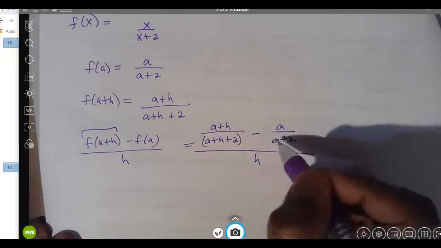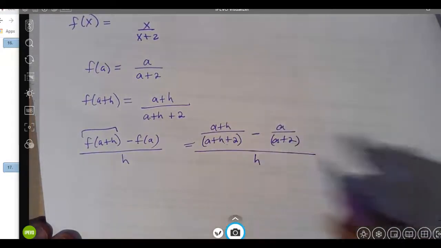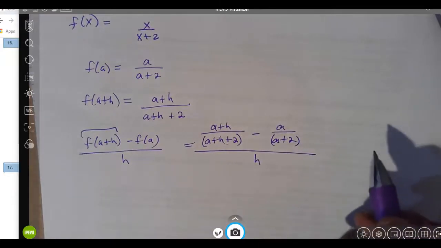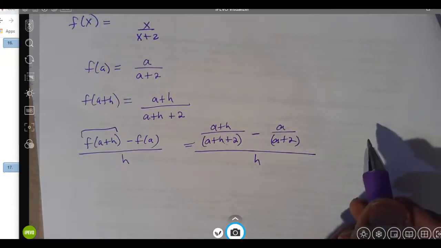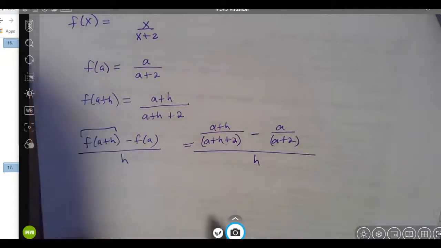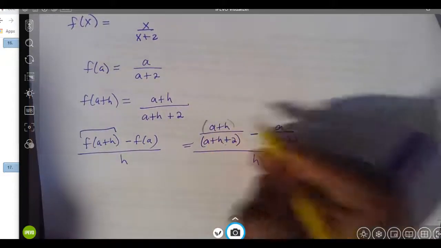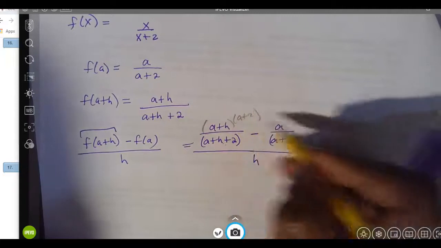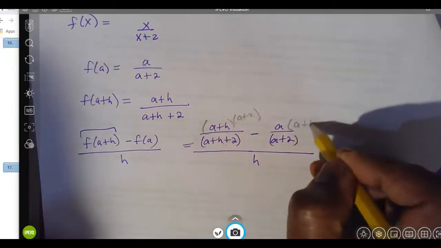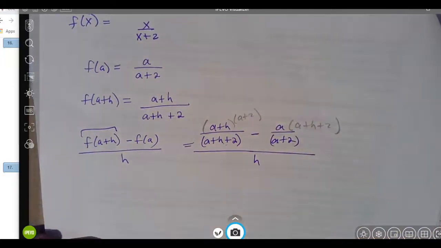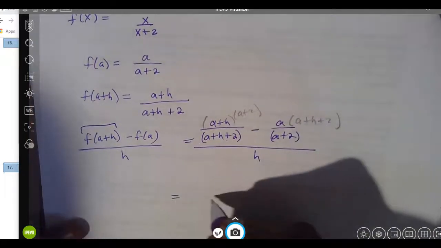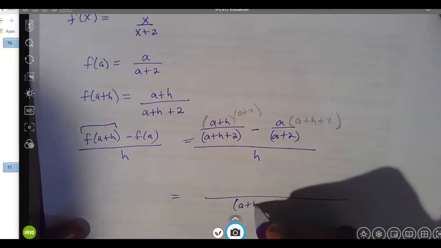Now, since these are two fractions, you need a common denominator. The common denominator is these two things multiplied. Okay, so the first fraction on top needs an a plus 2 multiplied, and the second fraction needs a plus h plus 2 multiplied in order to get a common denominator. So the common denominator is this.